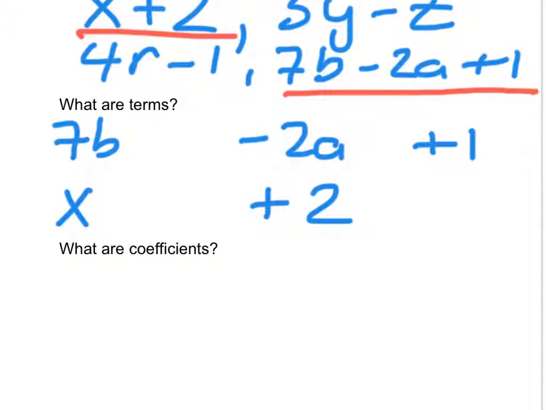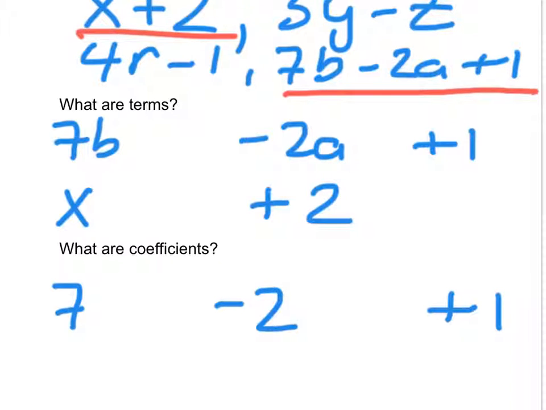Again, look at 7b minus 2a plus 1. It's the numeric part of the term, the number part of each term. So look at the first term, 7b. What's the number part? 7. So we would say that 7 is the b coefficient, because it's the coefficient of the part with b in it. Look at the minus 2a. The numeric part there is minus 2. So minus 2 is the a coefficient. And the third part, plus 1. Plus 1 doesn't have a letter, so we say it's the constant coefficient, or the numeric coefficient. Okay, so that's it. It's really simple, just identifying the parts of an expression.